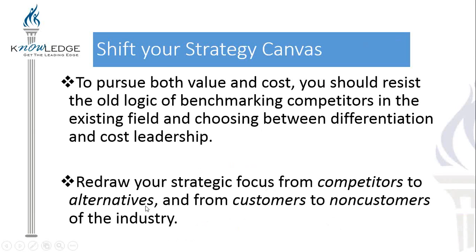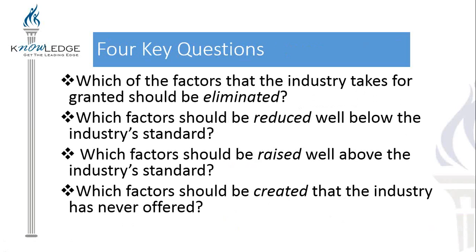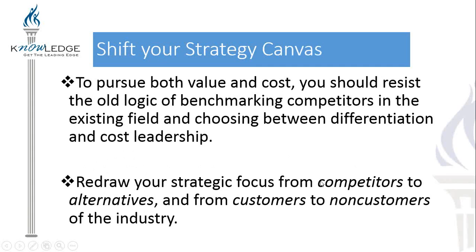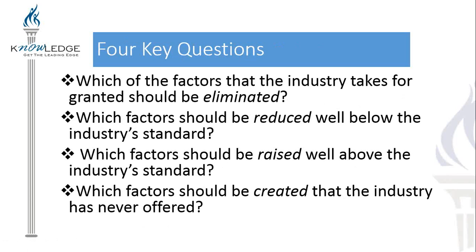In order to rebuild your strategy canvas, you have to focus on 4 key questions. Which of the factors the industry takes for granted should be eliminated? Which factors should be reduced well below the industry standards? Why are we talking about elimination and reduction? Because we are talking about reducing the costs at the same time. The costs can be reduced once you eliminate something and once you reduce something. While at the same time, you're raising the quality: which factors should be raised well above the industry standards? And you're creating new factors, because you're targeting an industry, as I said, of your non-customers right now. So for non-customers, you have to create new value offerings as well.